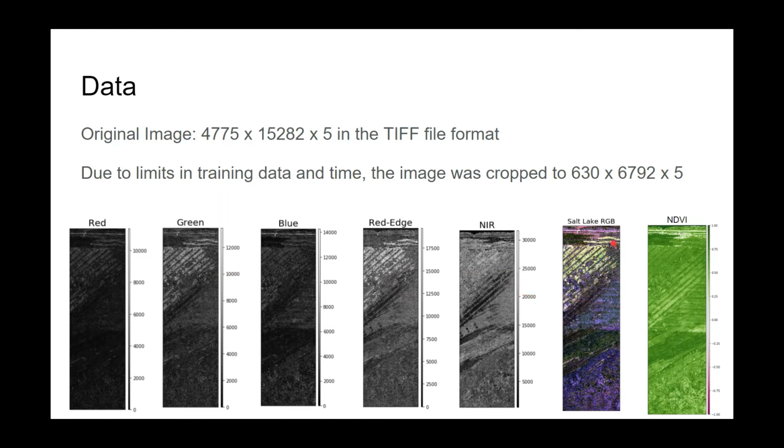And this is a true color composite right here. So this is what you would see with your eye. And something to notice here is that the near infrared band has much higher reflectance than the red. So we can use a normalized index to highlight the different vegetation species in the image.